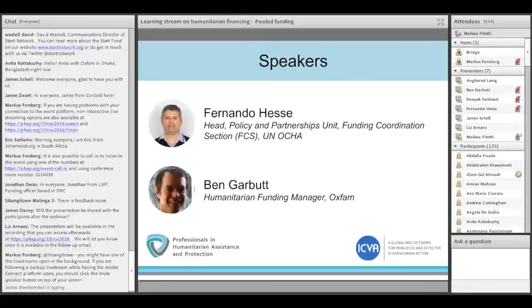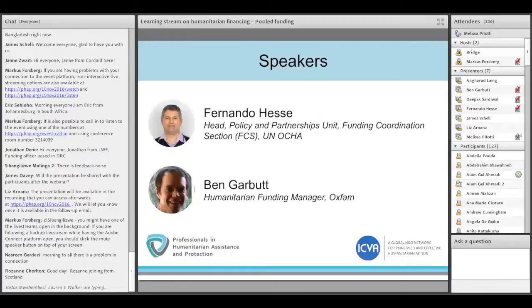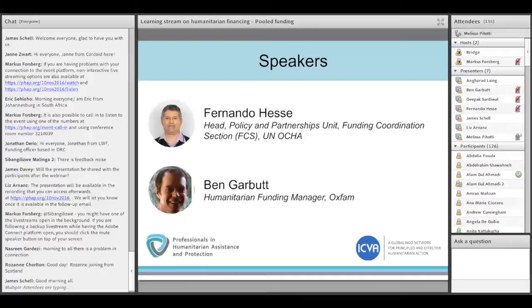I'd also like to introduce Ben Garboot. He's a humanitarian funding advisor at Oxfam, an international NGO that is represented at the country-based pooled fund working group and co-chairs the NGO dialogue platform on country-based pooled funds. Before that, he was a regional funding coordinator for Oxfam as well, and the ICVA Network is quite grateful to Oxfam for playing such an active role in trying to promote NGO understanding of country-based pooled funds.